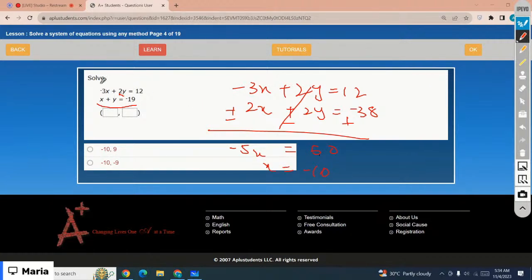Now you have the value of x. Just put the value of x in equation 2. That is negative 10 plus y equals negative 19. So y equals negative 19 plus 10. That means negative 9 it is. y equals negative 9. So the correct option is negative 10 and negative 9. Option number 2 is the correct option. Got it?